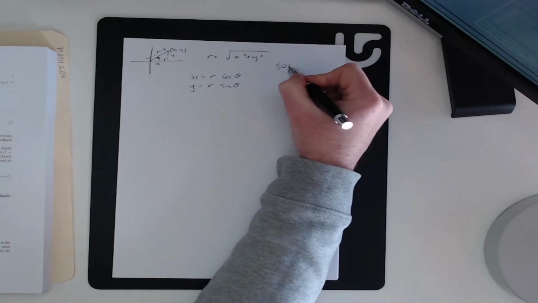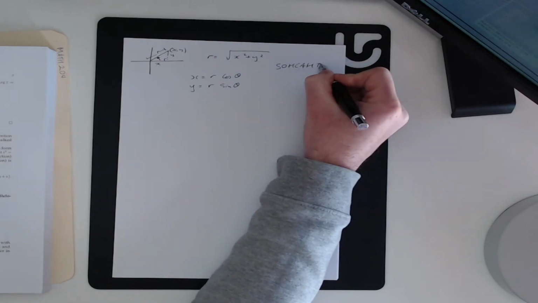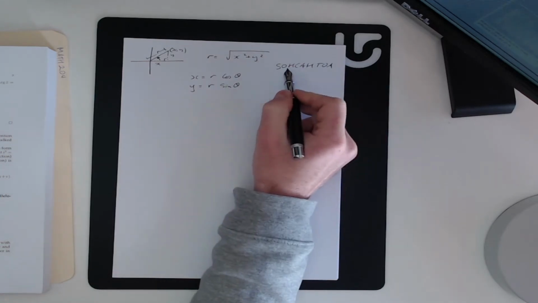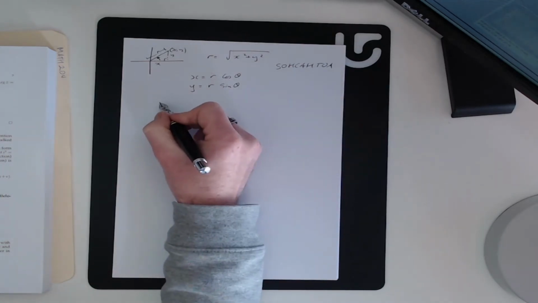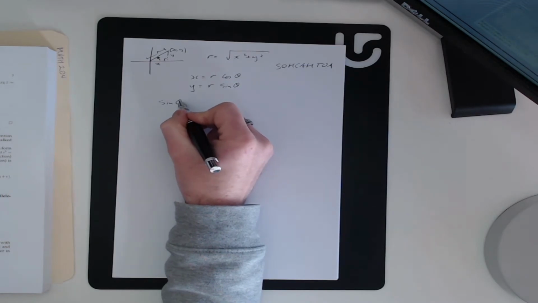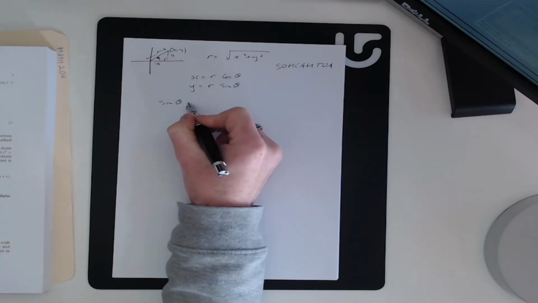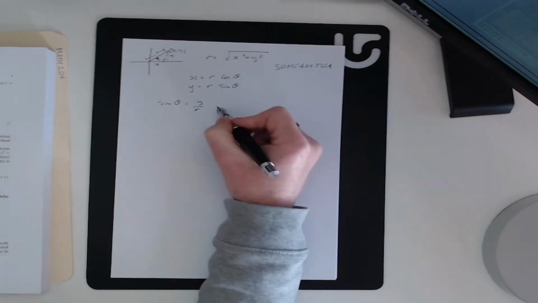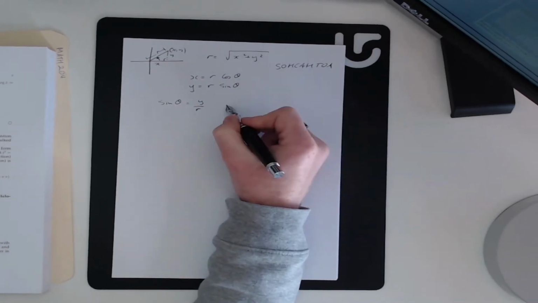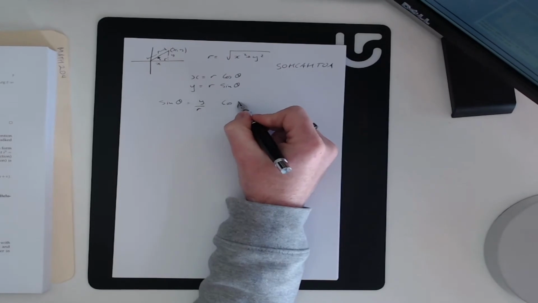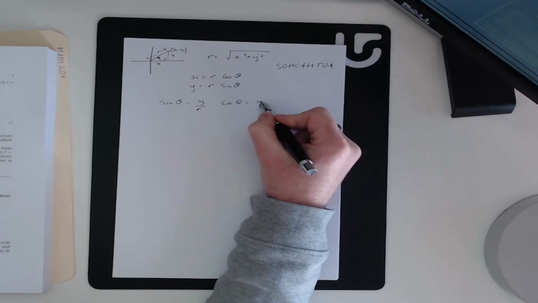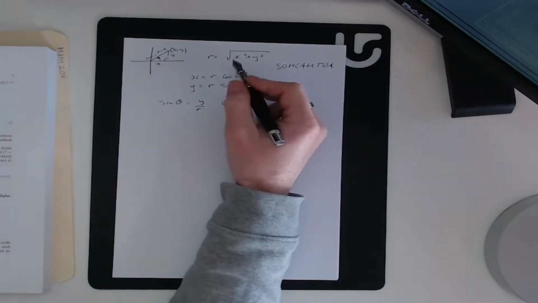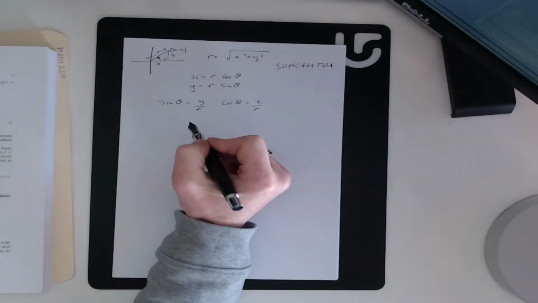SOHCAHTOA was how I always remembered this. Sine is opposite over the hypotenuse. So the sine of the angle is the opposite, which is y, over the hypotenuse, which is r. Cosine of the angle equals the adjacent over the hypotenuse. So we want to write this down in some nice clean way.